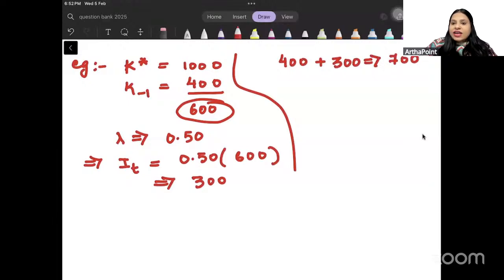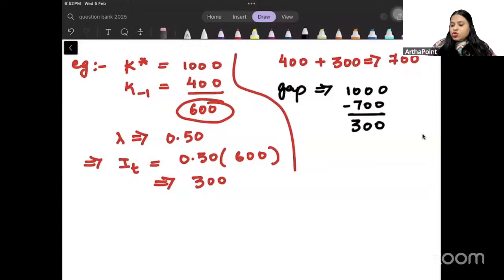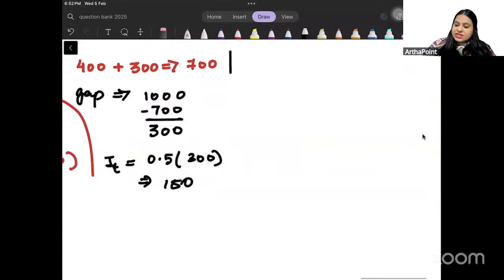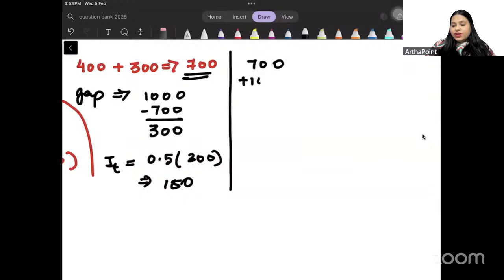So how much will I cover next year then? So next year, my gap will be 1000 minus 700, 300. So now next year, what will be my investment? 50% of the gap. माने 150. And so on. फिर अगले साल मेरा क्या हो जाएगा? What will be my new capital stock? Last year 700 था ही. I covered 150. So my new capital stock will be 850.